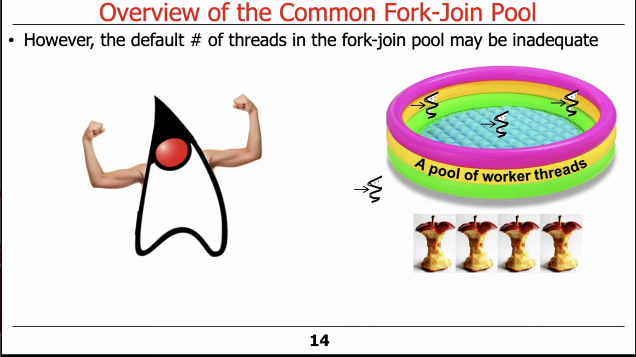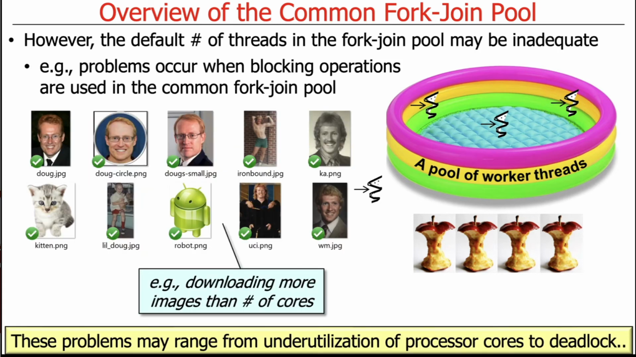Now, the issue that we have to confront here is that the default number of threads in the fork join pool may be inadequate in some circumstances. So here's a good example. Let's say, for the sake of argument, we have 4 cores, but we want to do some operations that are going to be larger than the number of cores.